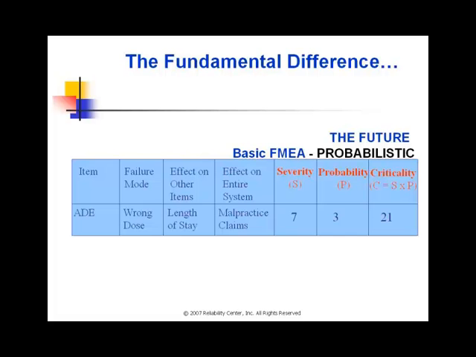The spreadsheet for a basic FMEA might look something like this. We look at a system as a whole, and then we break it down into subsystems or items within that overall system. We look at a failure mode that could occur within that system, what its effect would be on other items in that system, and then its effect on the overall system. The measure of risk is quantified by severity and probability. We would measure the severity times the probability to come up with a criticality.